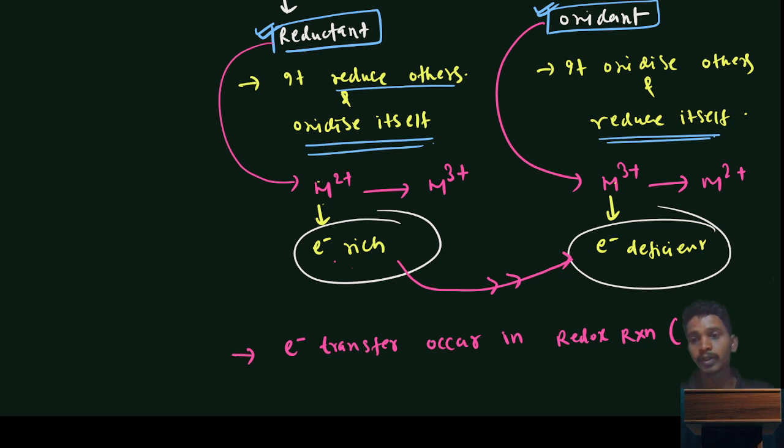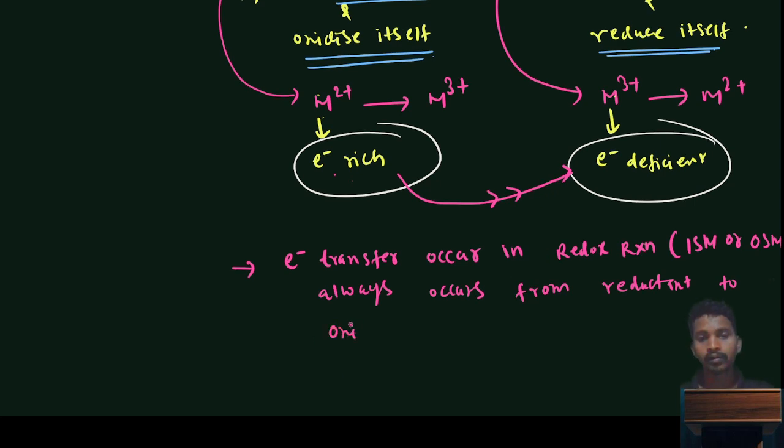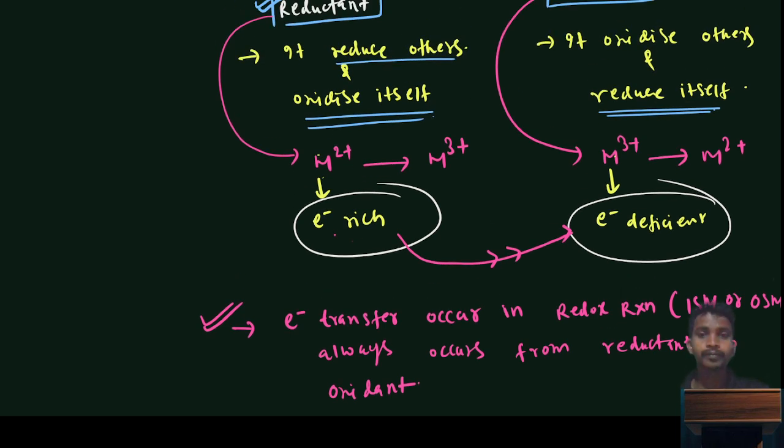Redox reactions may be inner sphere mechanisms or outer sphere mechanisms. Electron transfer always occurs from reductants to oxidant. So we just discussed the introduction of redox reactions, and the redox reaction may be inner sphere mechanism and outer sphere mechanism.